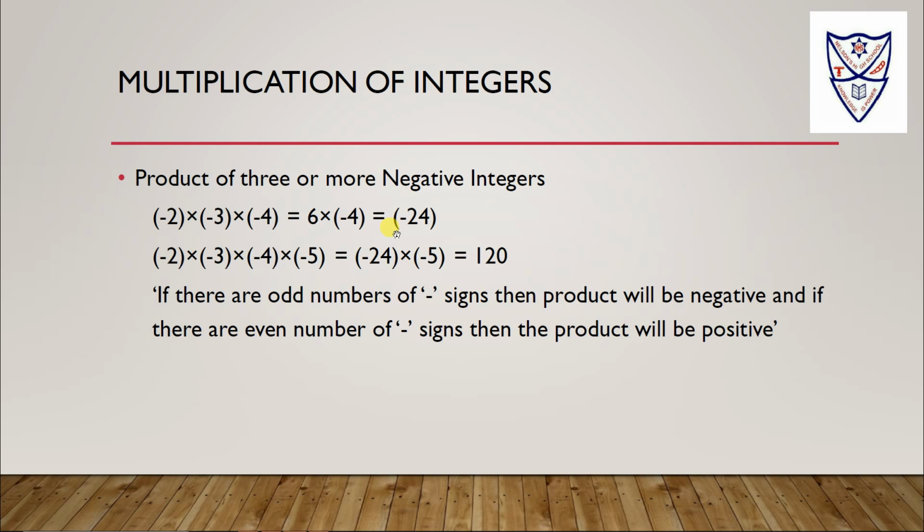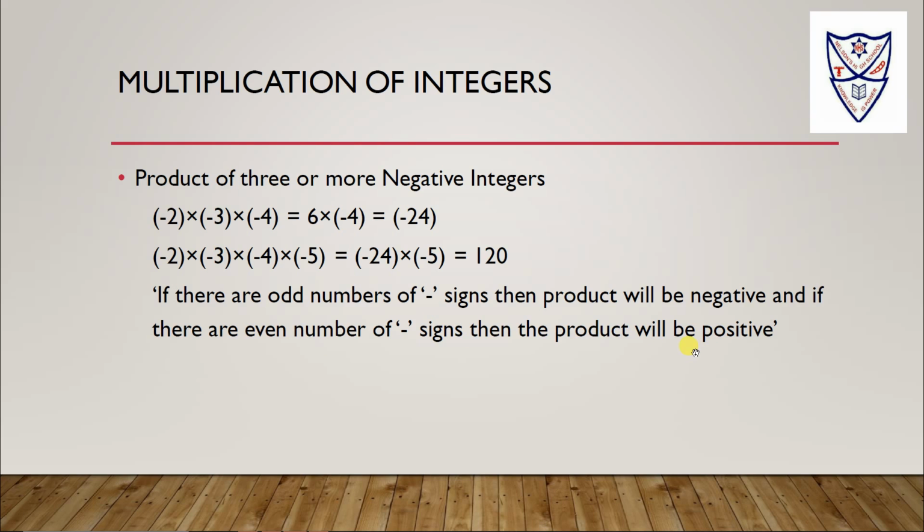So from this we have learned that if there are two negative integers, the product we will get is positive. If there are three negative integers, the product we will get is negative. If there are four negative integers, the product we will get is positive. That means if there are an odd number of negative signs, then the product will be negative, and if there are an even number of negative or minus signs, then the product will be positive.